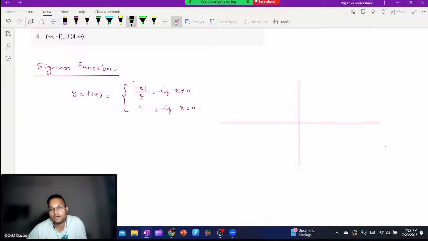Signum function is like that: mod x by x if x is not equal to 0, it is 0. If x is greater than 0, very good.